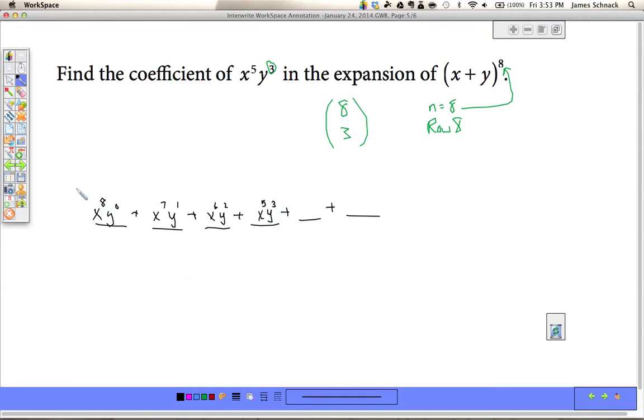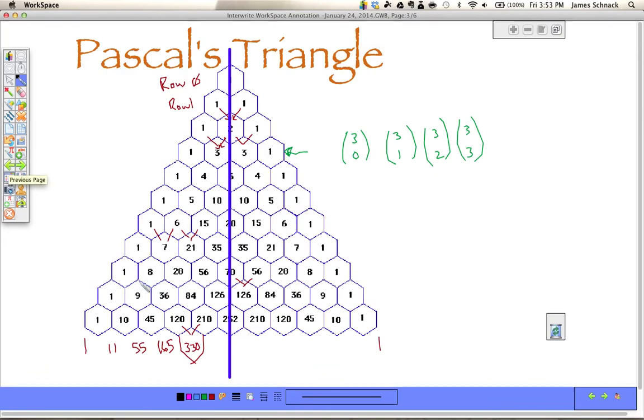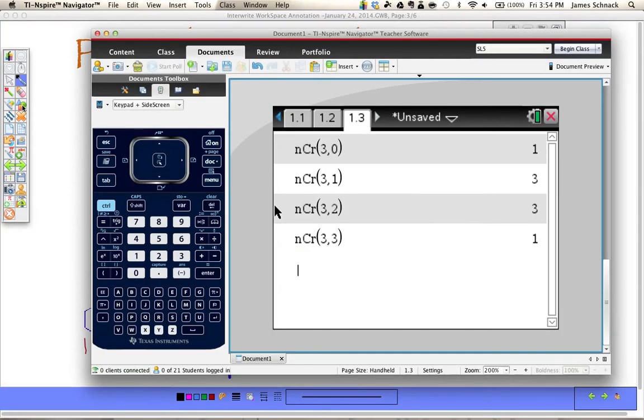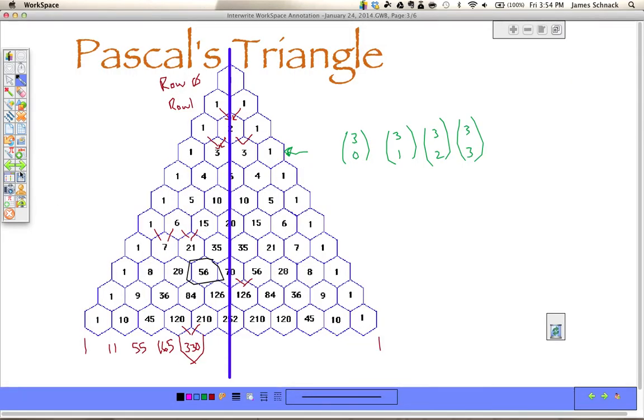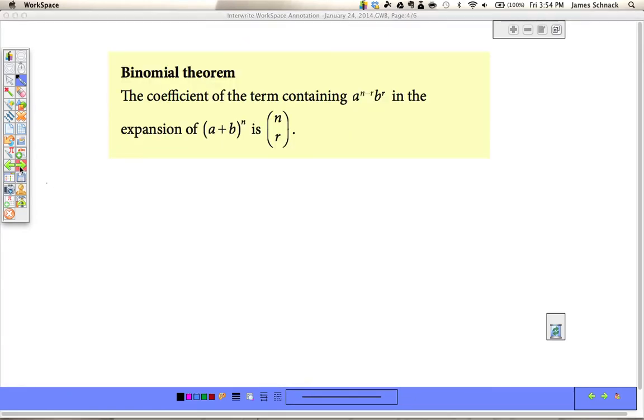And this first term would be 8 choose 0. This would be 8 choose 1. 8 choose 2, 8 choose 3. If I'm going to go to Pascal's triangle, I can go to the 8th row. This is 0, 1, 2, 3. I bet it's 56. Let's go to the calculator and double check. So I want combinations 8, 3. 56, there we go, same number as in my triangle, that's amazing. It's pretty cool there.